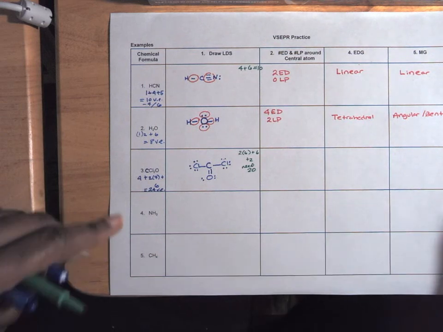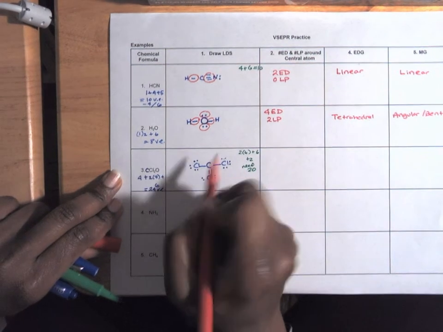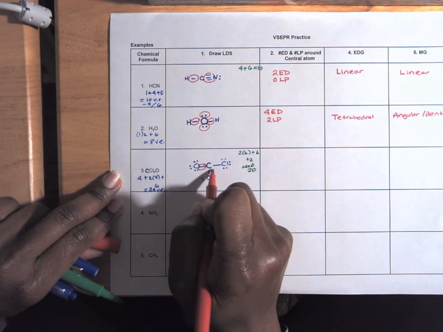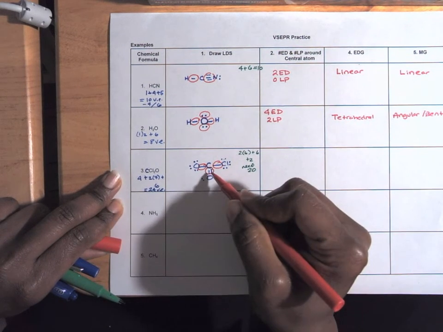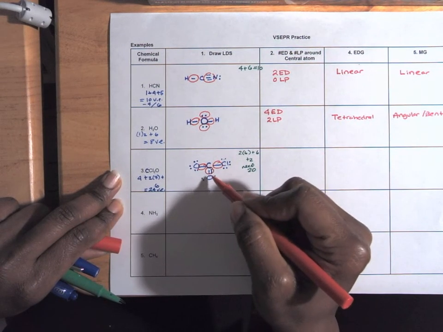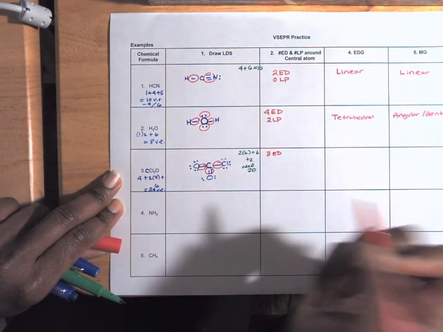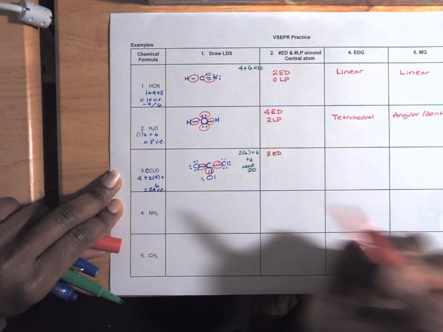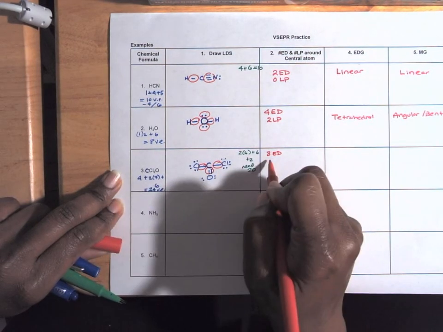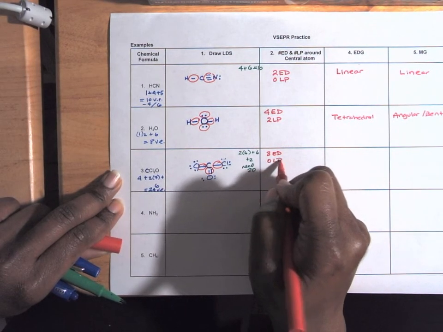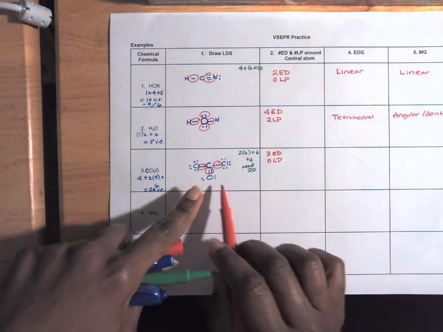Now, the next step is to determine the number of electron domains. Again, you focus on the central atom. Here, 1, 2, 3. Notice that the double bond counts as 1. So there are 3 electron domains here. And again, on the central atom only, are there any lone pairs? Nope. There are lone pairs on the terminal atoms, but they don't count and they don't impact the shape. So we have 3 electron domains, 0 lone pairs.